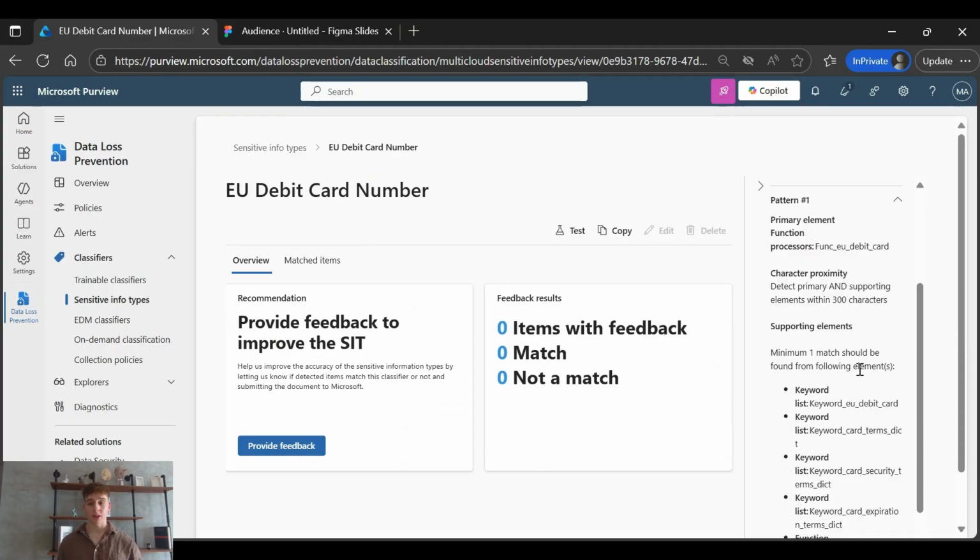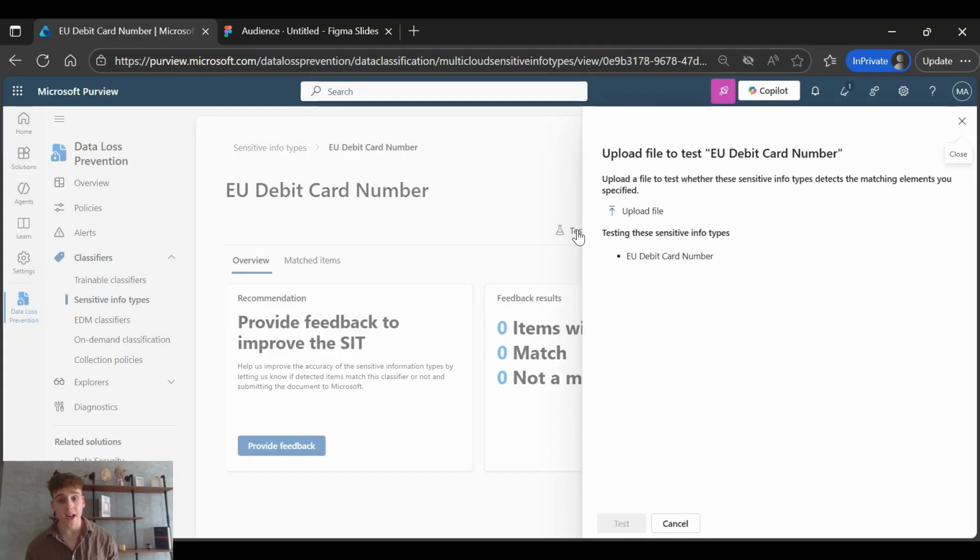You can do a function, you can do a regex, you can do a keyword, but we'll talk about that in a different episode. But the nice thing is that we can test each of these. We can have a document that we want to use to validate the SIT that we've made, upload the file here and test it. We can get information back. It's a really nice way to validate what you're doing, and it's really important.